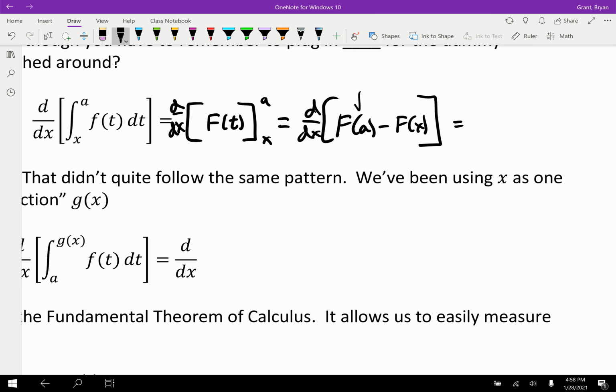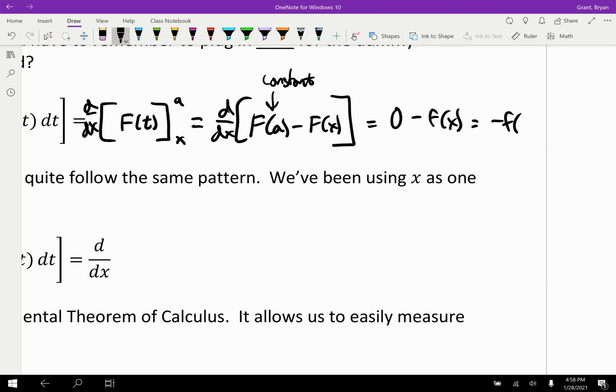What's a constant here? Oh, that guy right there. So that one is 0. And then the derivative of capital F is lowercase f of x. And so we end up with negative f of x.